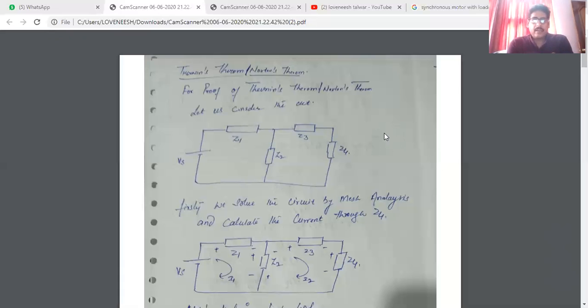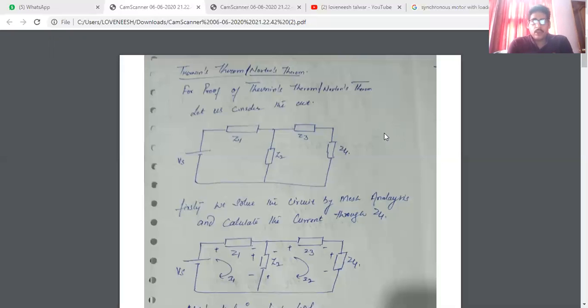Now let us start with this theorem, that is Norton's theorem. As you've seen on your screen, the same circuit we used for Thevenin's theorem we can use here. Firstly, we have to calculate the current by using mesh analysis, and after that we can apply Norton's theorem and see whether the results are similar or not. If the results are the same, then the theorem is verified. Otherwise, the theorem is not verified.